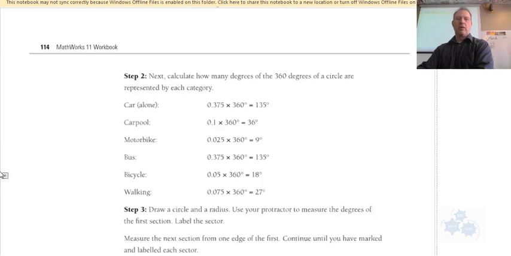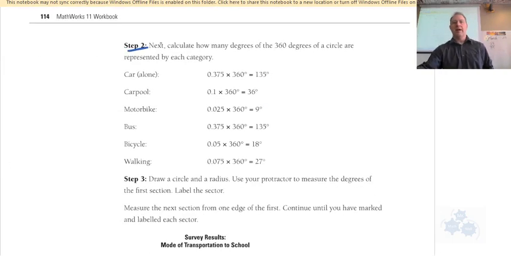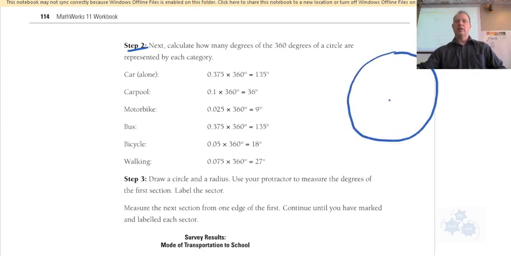So next page, we keep going here. Now this is the important step. We have to make each one of these percentages into a certain size of slice of the pie chart. So we have to convert the percentages, or the decimals, to degrees. The car was 37.5%. We will use the full decimal here and multiply the decimal times 360. Why would we choose 360 here? Because the whole circle is 360. That's exactly right.